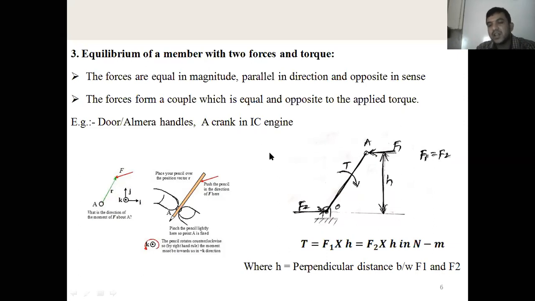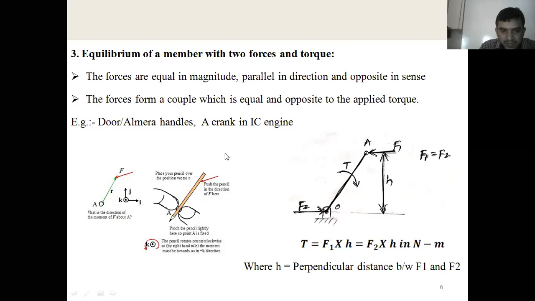Now the forces F1 and F2 are trying to rotate the crank in which direction here? In the counterclockwise direction. If I want to make it equilibrium, a clockwise torque should be applied. Then it is under equilibrium. A practical example: take a pencil, hold it at one end, and at the other end you just apply a force. Then what happens? The pencil rotates about the fingers.